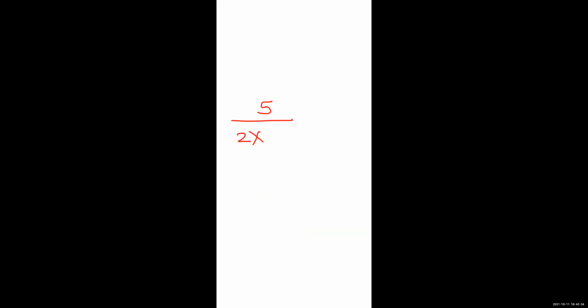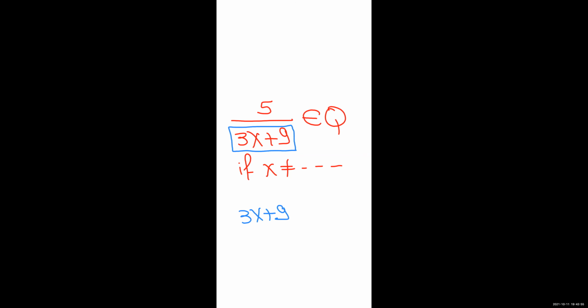You mean like this? Sometimes I make it wrong. Okay, if the number is like that, 5 over 3x plus 9, and this belongs to the rational numbers, find x not equal. Okay, so concentrate well. First, I have to take the denominator and say that this denominator, which is 3x plus 9, not equal to 0.